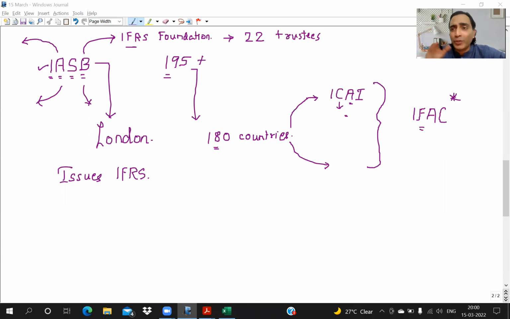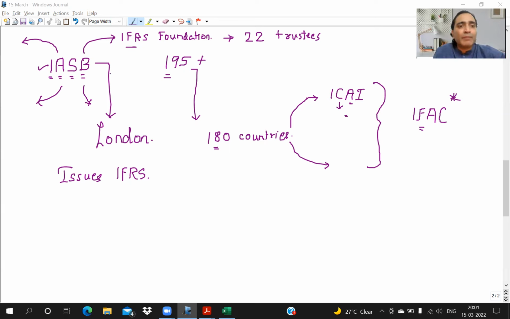As it is, no one is going to ask you in SBR, but it is good to know. So the IFRS Foundation overlooks whether IASB, who has been given the task of preparing high quality accounting standards, is doing its job properly or not. That's the job of the IFRS Foundation.